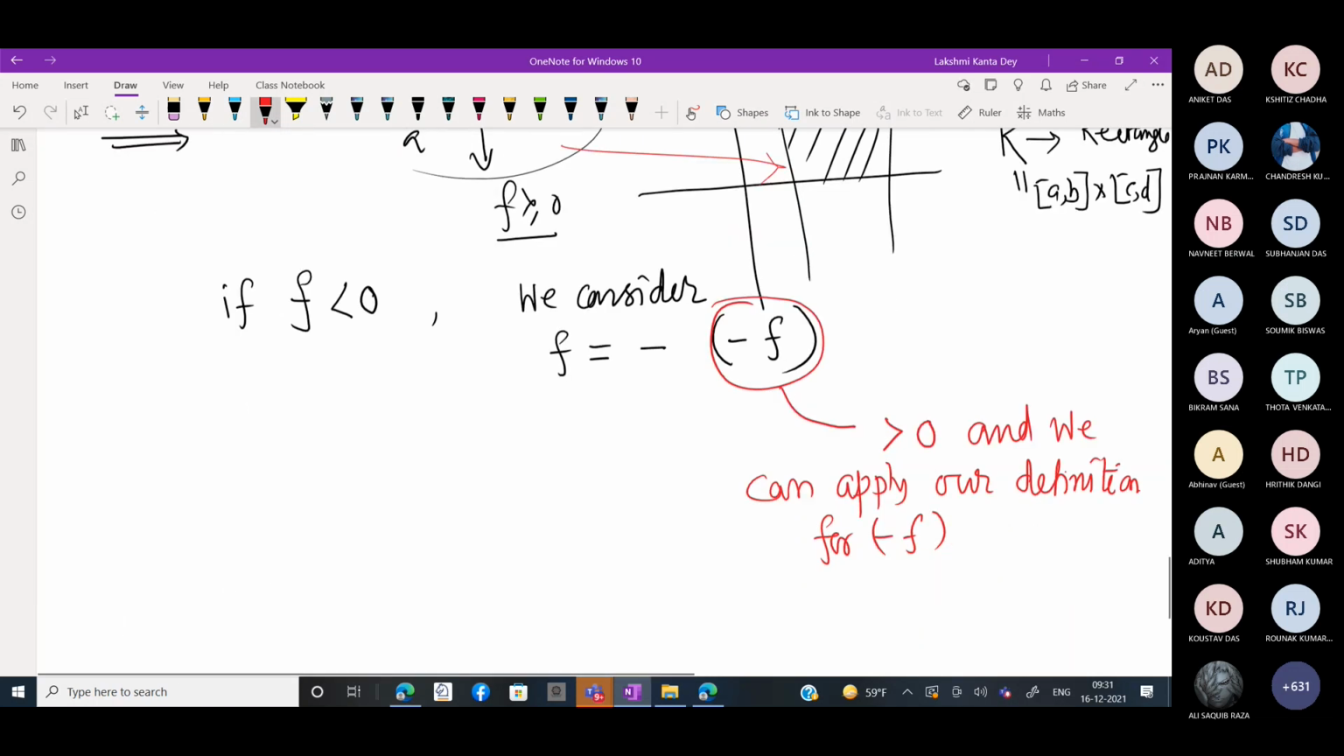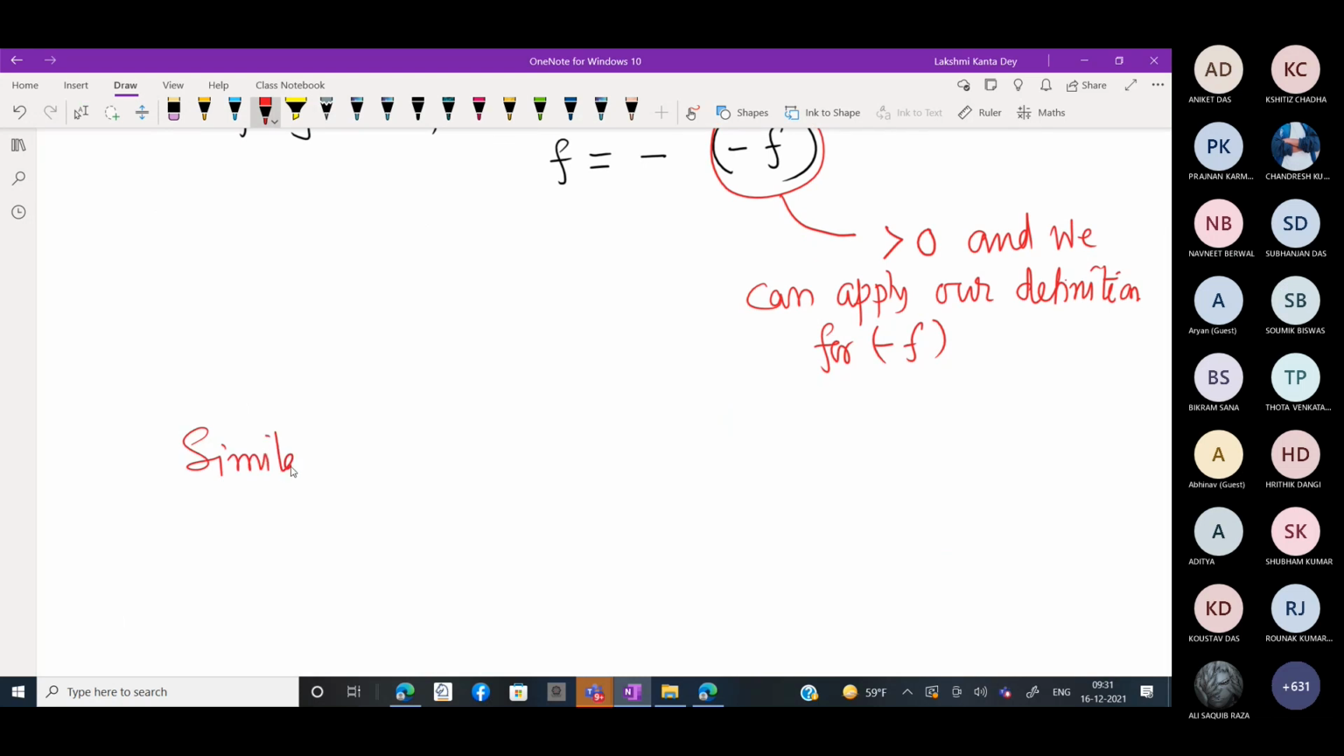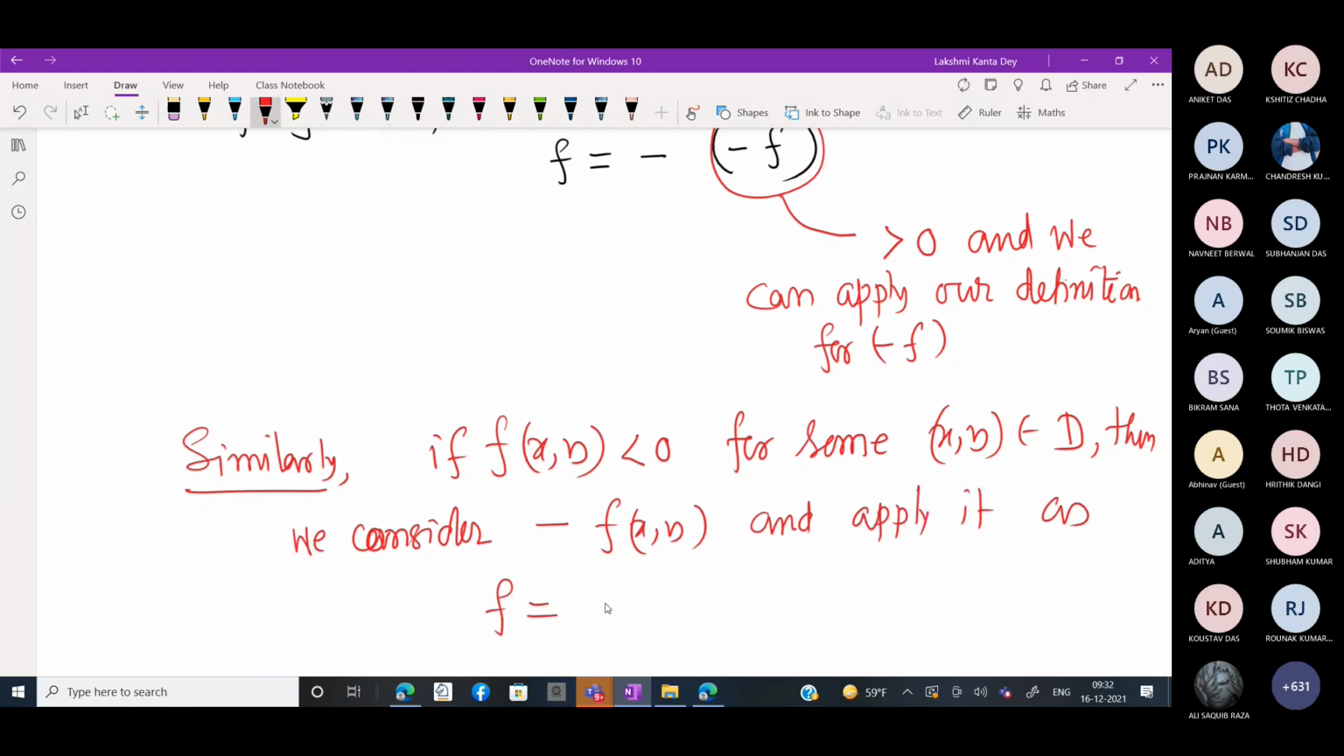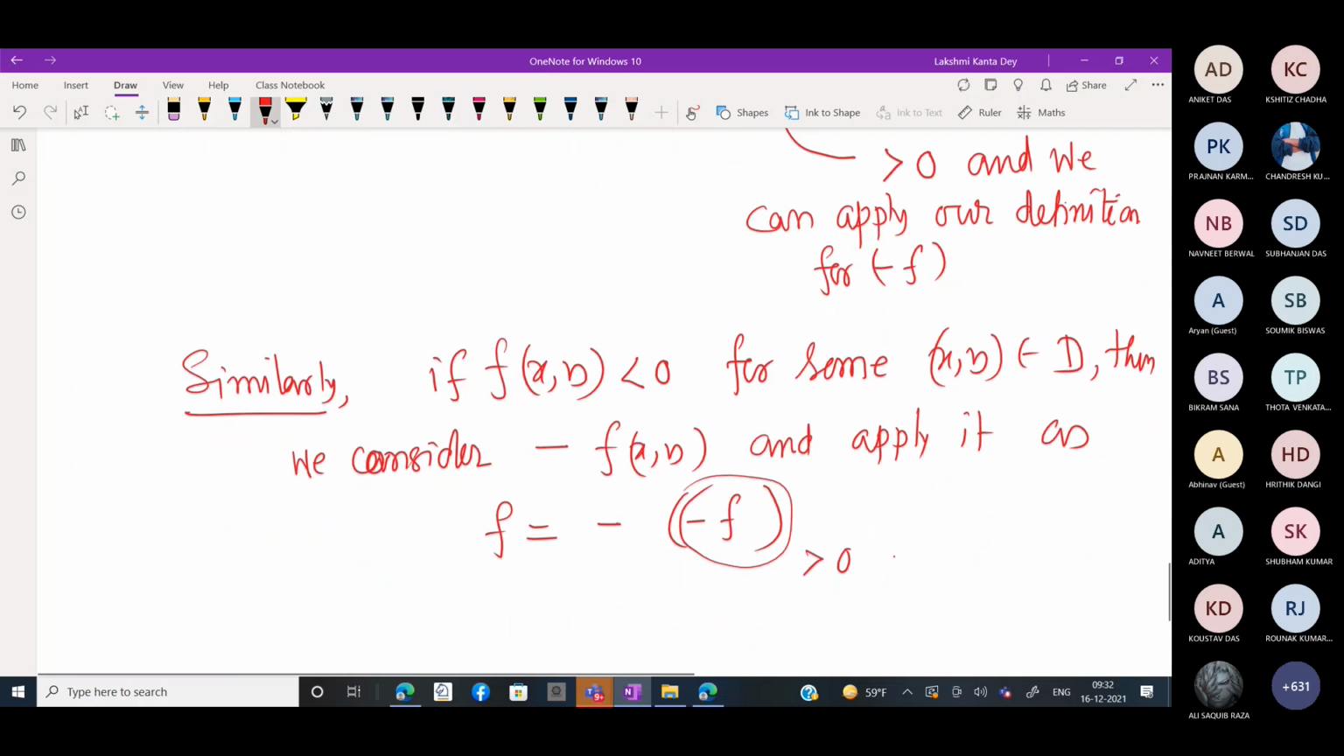So minus of minus f we have to consider. Similarly, f of x comma y, if f of x comma y is negative for some x comma y belonging to D, say for the general case, then we consider minus f of x comma y and apply it, as f is basically equal to minus of minus f, and this part is positive. Okay, so I think this is clear to everybody.